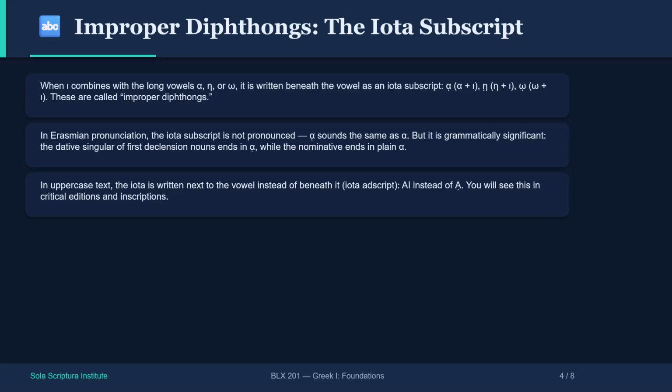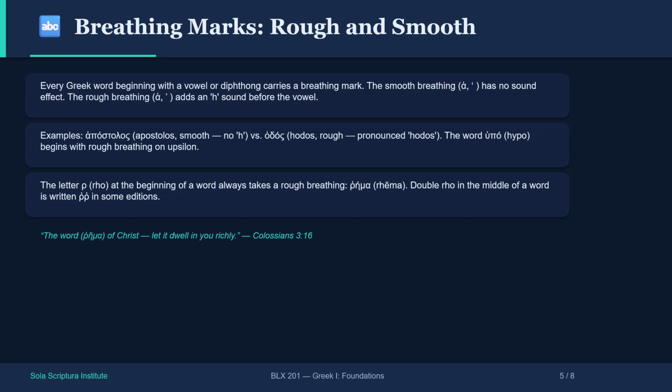We talked a little bit about the improper diphthongs and iota subscript. Not sure I want to spend time on that slide again. But let's go to the breathing marks now. All right, you have the rough and the smooth breathing marks. Every Greek word that starts with a vowel must have a breathing mark. There are exactly two types.